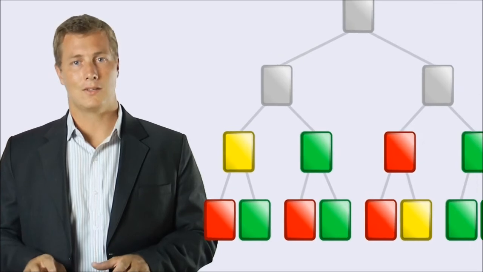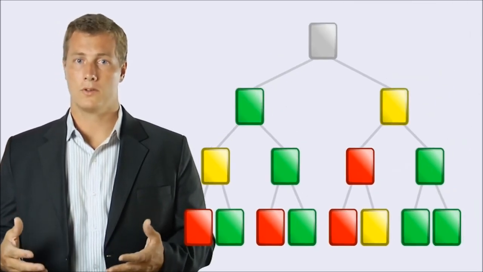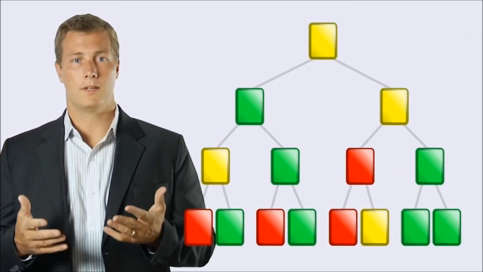Once these scores are calculated, the software continues to roll up the scores, node by node, all the way up the tree. And that's all there is to scoring. It's about setting thresholds, updating your metric values, and then rolling everything up.